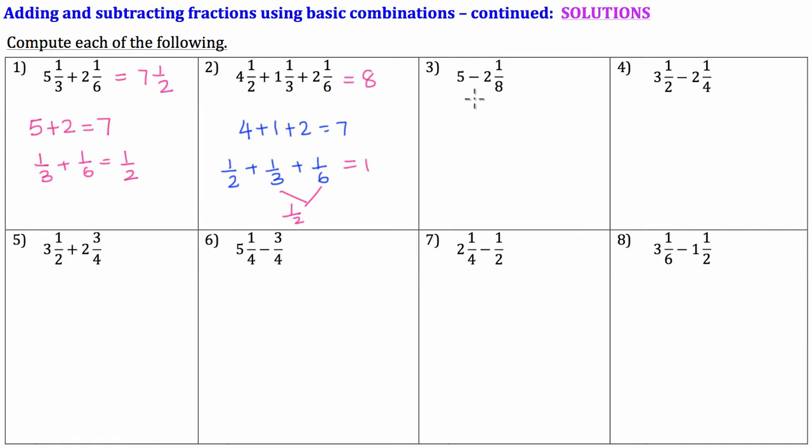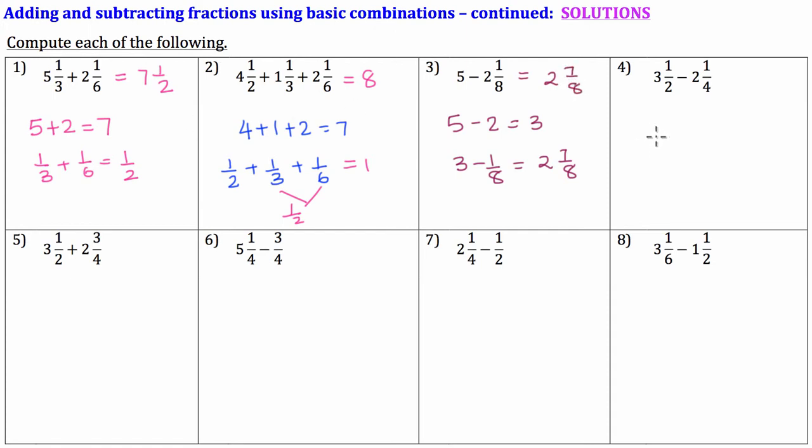The next problem is 5 minus 2 and 1/8. So let's first take away the whole. 5 minus 2 equals 3. So we have already taken away 2. Now let's take away 1/8. So 3 minus 1/8 equals 2 and 7/8. So this is 2 and 7/8.